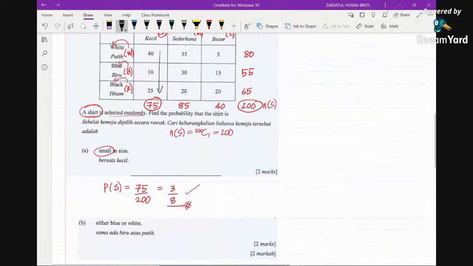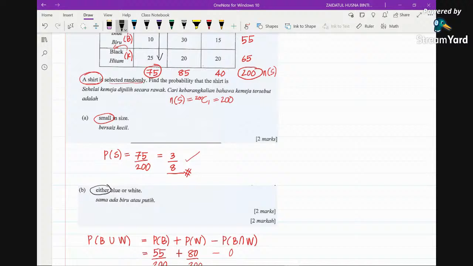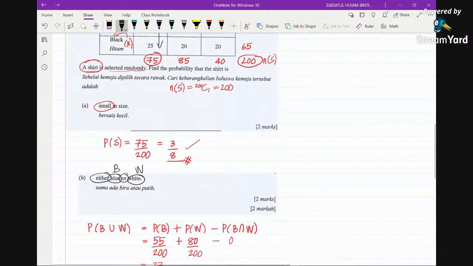Okay, then for the second part, find the probability that the shirt is either blue or white. Because here either means or. So blue, we use letter B just now. White, we use letter W, right? So we are looking for probability of B union W. Why union? Because it's or, not and. So again, when you have union, the value cannot be obtained directly from the table, which means you need to apply the addition probability formula.